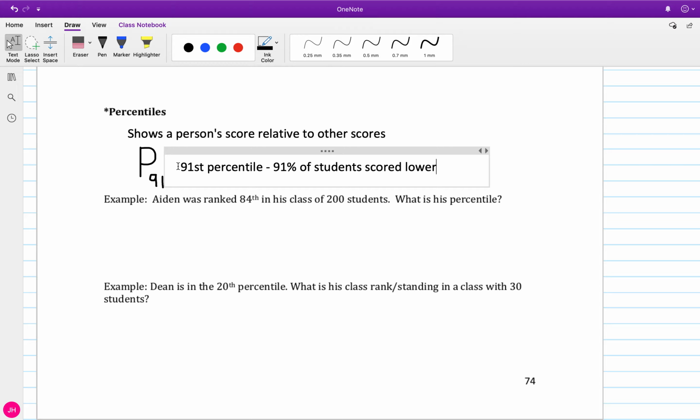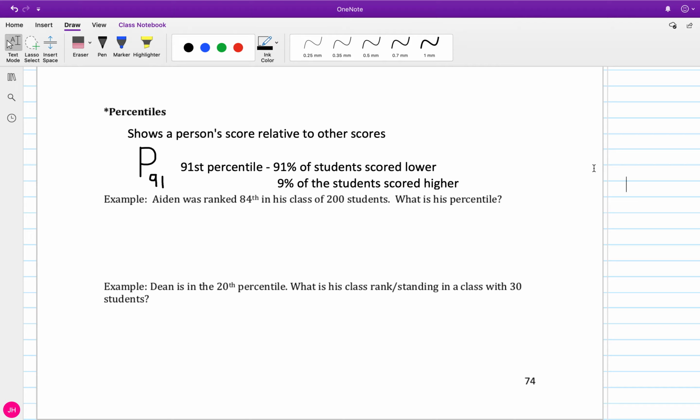Another way of saying 91% of the students scored lower is we could also say that 9% of the students scored higher. Remember, everything's out of 100%. So if I want to know the higher amount, I would do 100 minus 91, and that would give me that 9%. So we can find the lower and the higher just based off of this notation that we have here, the 91st percentile.